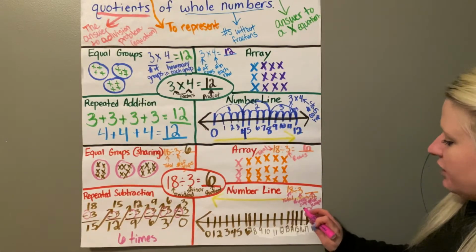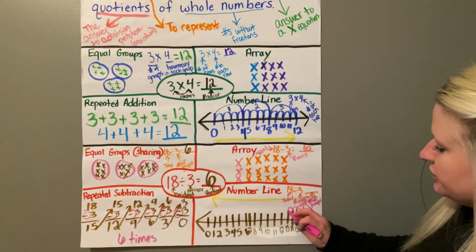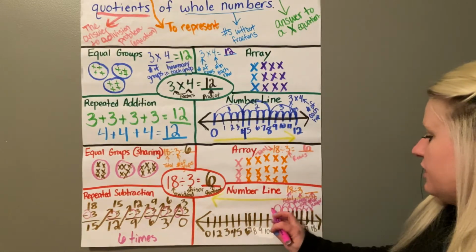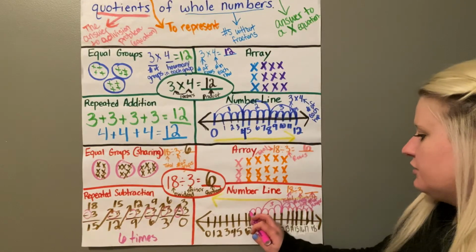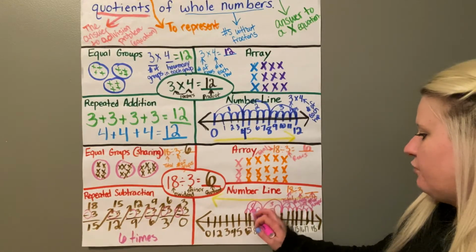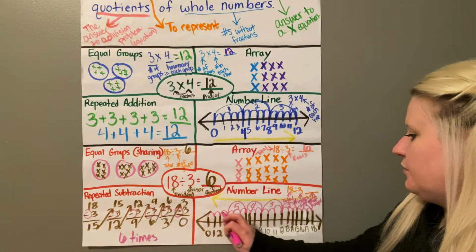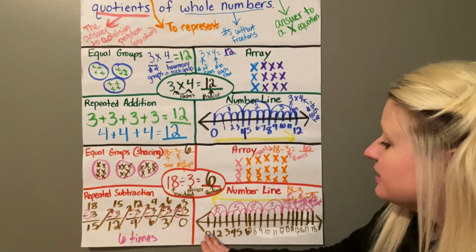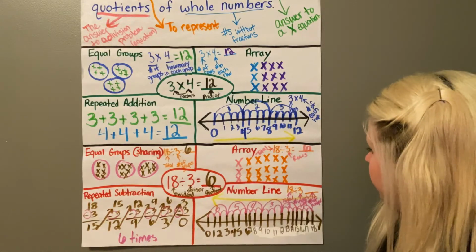All right, so 1, 2, 3. There's one jump. 1, 2, 3. 2 jumps. 1, 2, 3. Jump number 3. 1, 2, 3. Jump number 4. 1, 2, 3. Jump number 5. And 1, 2, 3. Jump number 6. Now you should land nicely on 0 if you are going by the number that you are jumping.